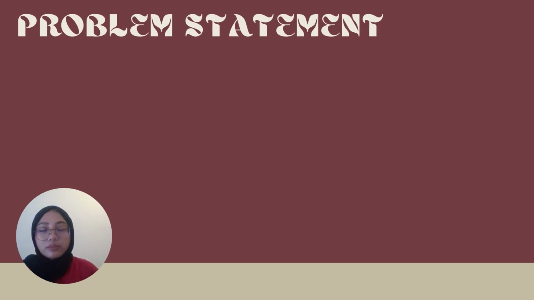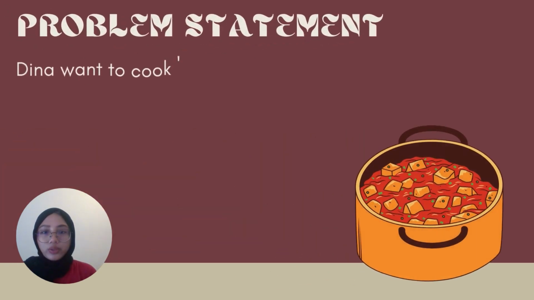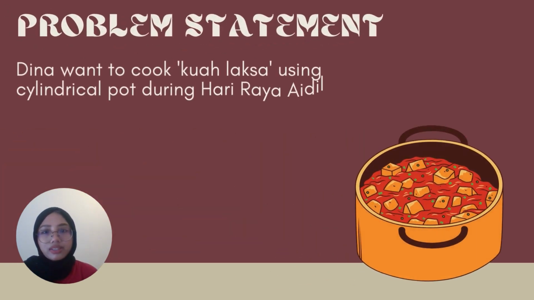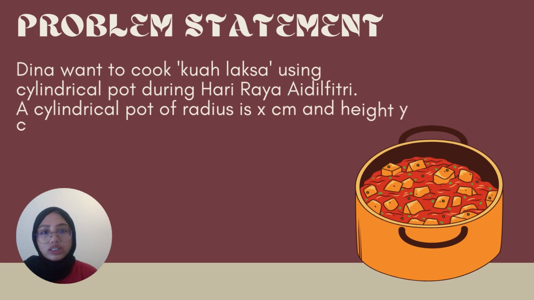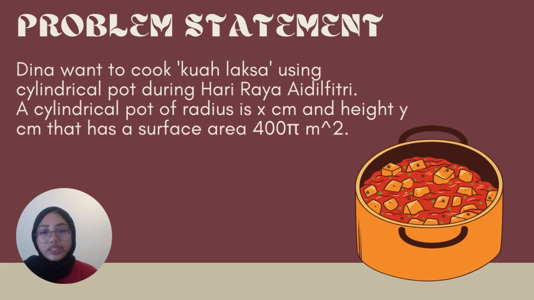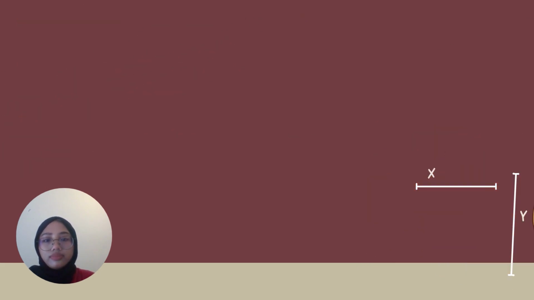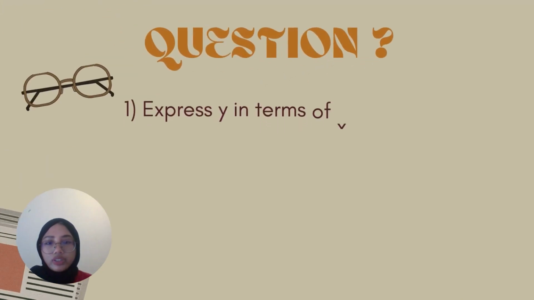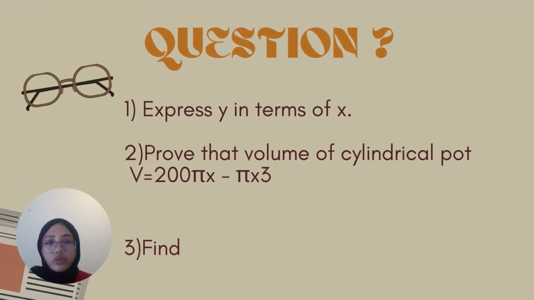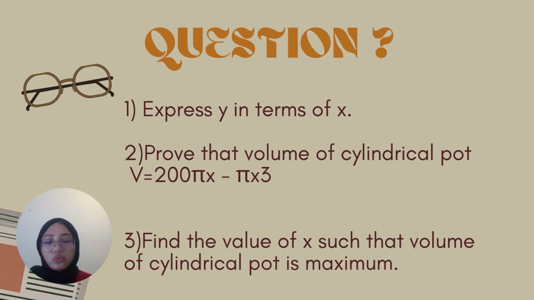So what is the problem statement? Here is the problem statement: Dina wants to cook lemang using a cylindrical pot during Hari Raya Aidilfitri, where the cylindrical pot has a radius of x cm and a height of y cm, with a surface area of 405 meters squared. Based on the situation, this is the question that we need to solve, and we will go through it one by one with the solution that we provided.